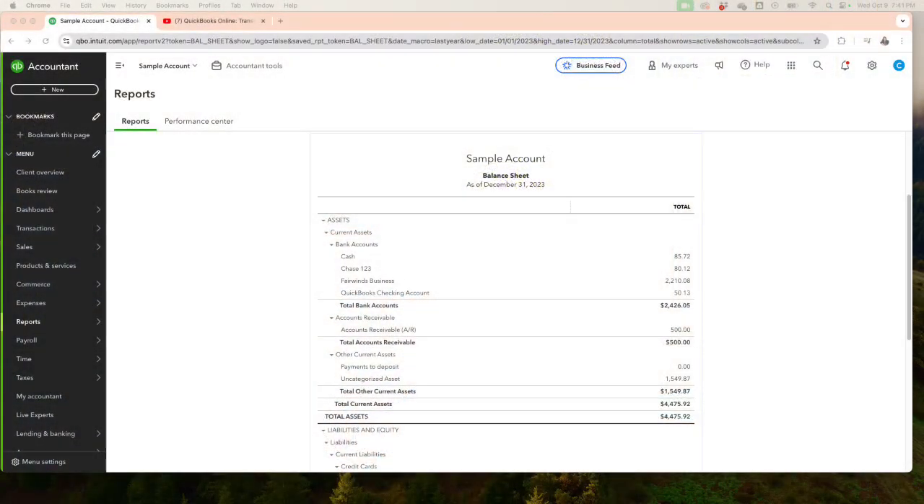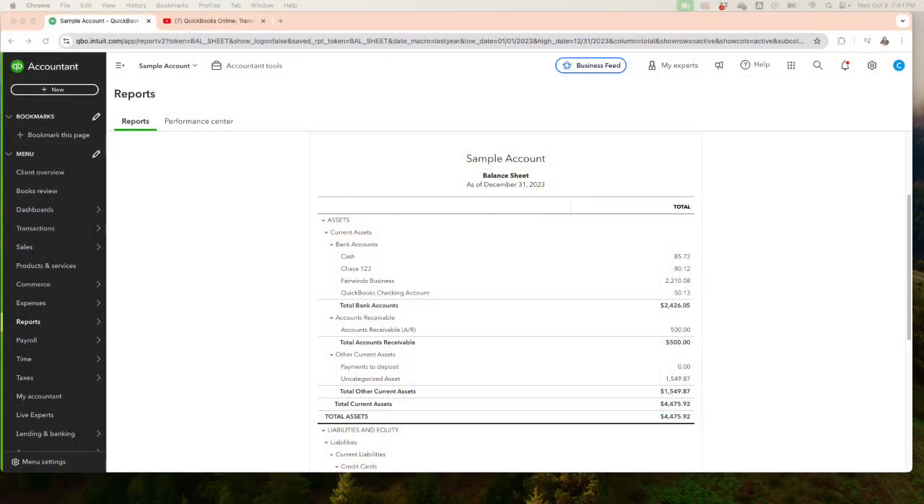Today, we're going to talk about uncategorized assets. We're going to tell you how it happened and how to fix it. So, without much further ado, we're going to go straight into QuickBooks Online. All right. Here we are.